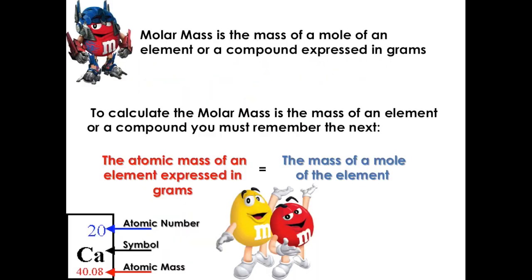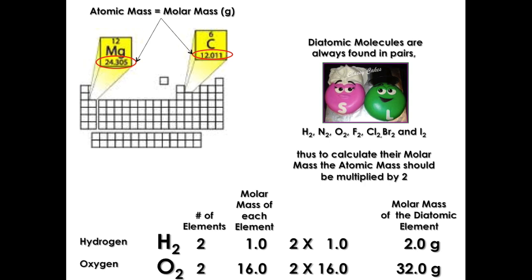Molar mass. Molar mass is the mass of a mole of an element or a compound, expressed in grams. To be able to calculate the molar mass of an element or a compound, you must remember the following. The atomic mass of an element expressed in grams equals the mass of a mole of the element. If you remember, in the periodic table you can find the symbol of the element, its name, the atomic number, and the atomic mass. This atomic mass equals the molar mass of the element in grams.